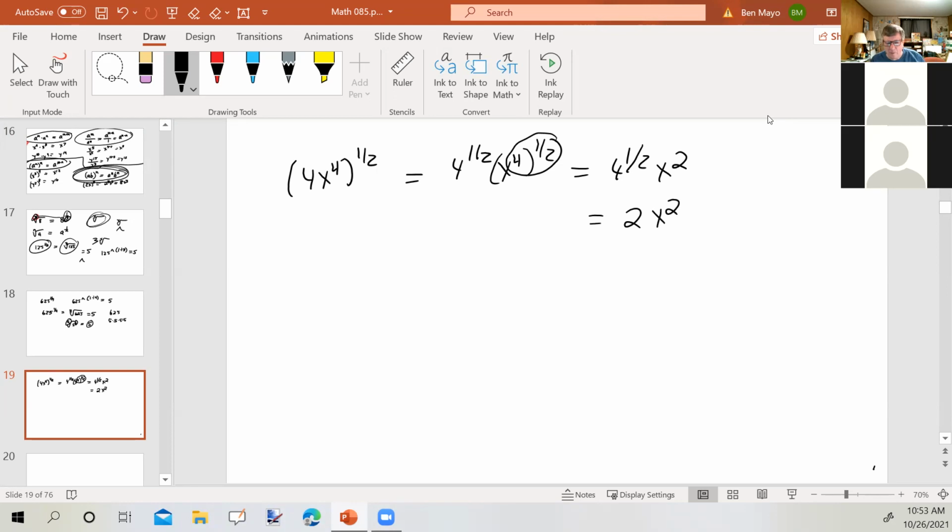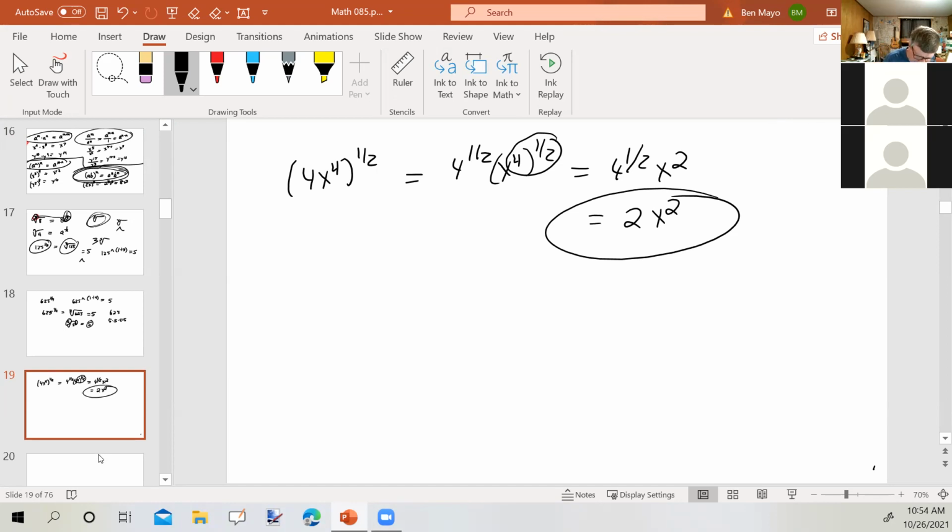Now, I know 4 times 1/2 is 2, but I didn't multiply it by 1/2. I raised it to the 1/2 power, or took the square root of it. Do I need absolute value bars here? No, I don't, because even though x could be negative, since it's squared, even a negative times a negative would be a positive. So that's my final answer.